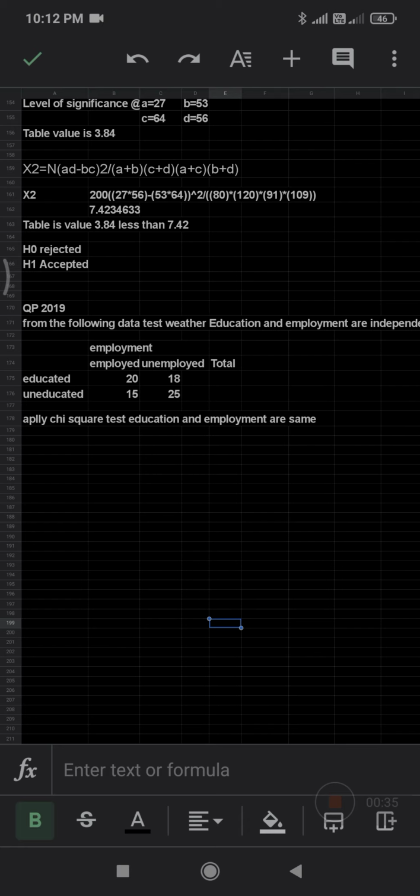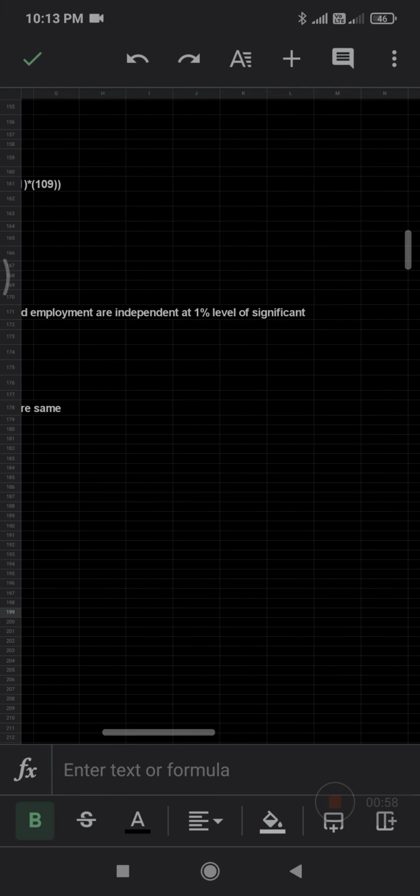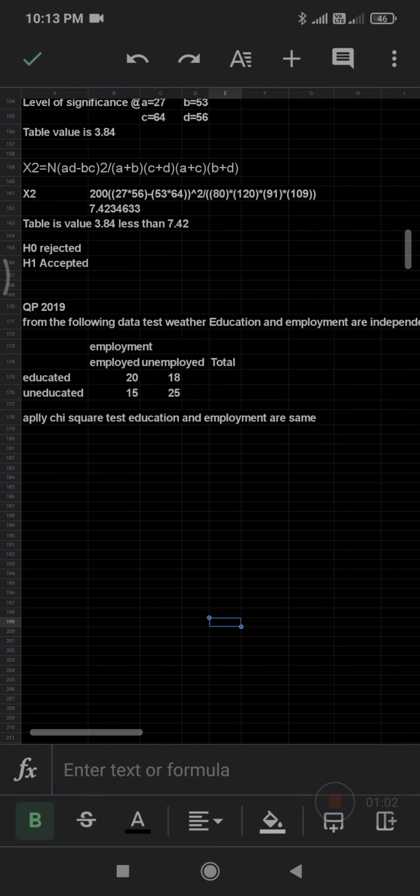Today I have taken the question paper 2019. It's again a compulsory question, for 10 marks. Now I'll read the question first, then we'll solve the problem. From the following data, test whether education and employment are independent at 1% level of significance.